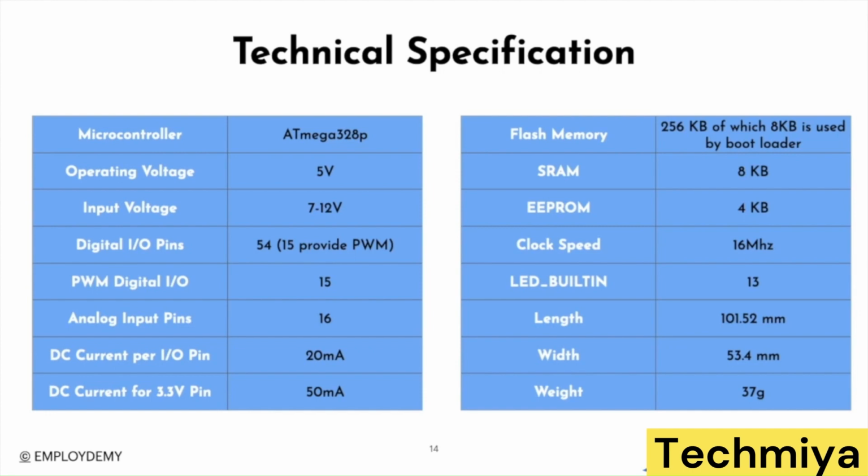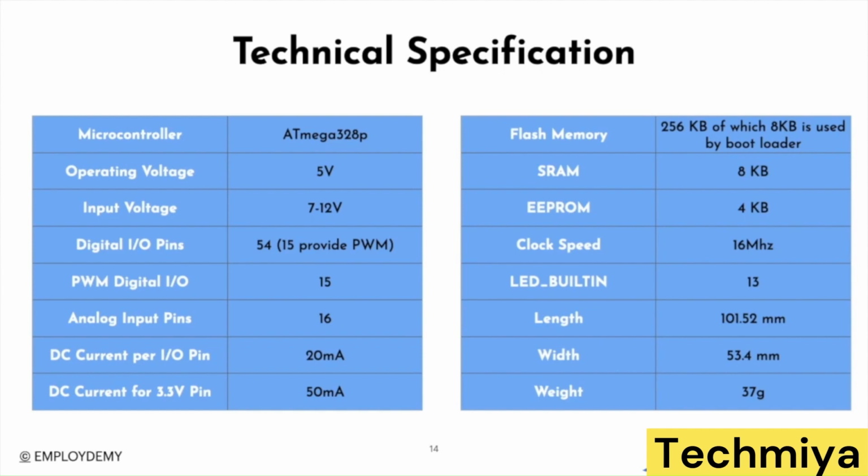It has 54 digital pins, of which 15 are PWM. So we have 15 PWM pins. We have 16 analog pins. Now what is the DC current given per pin? It is 20 milliamp, and for the 3 volt pin it is 50 milliamp.